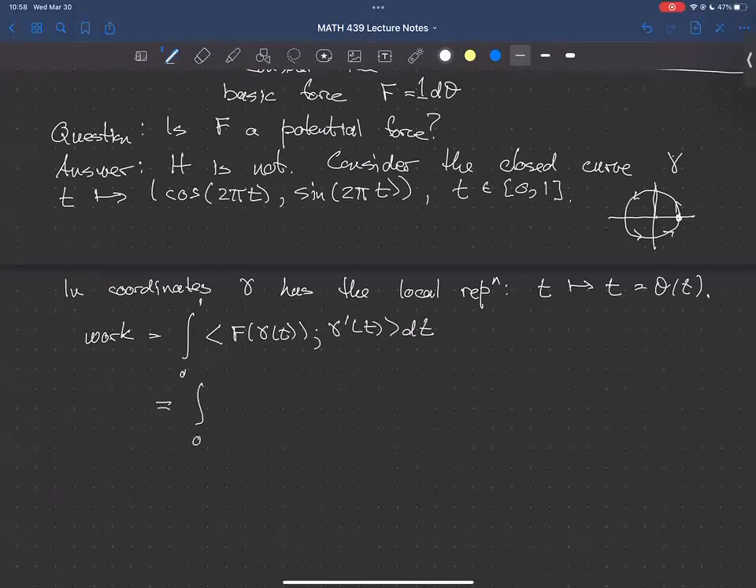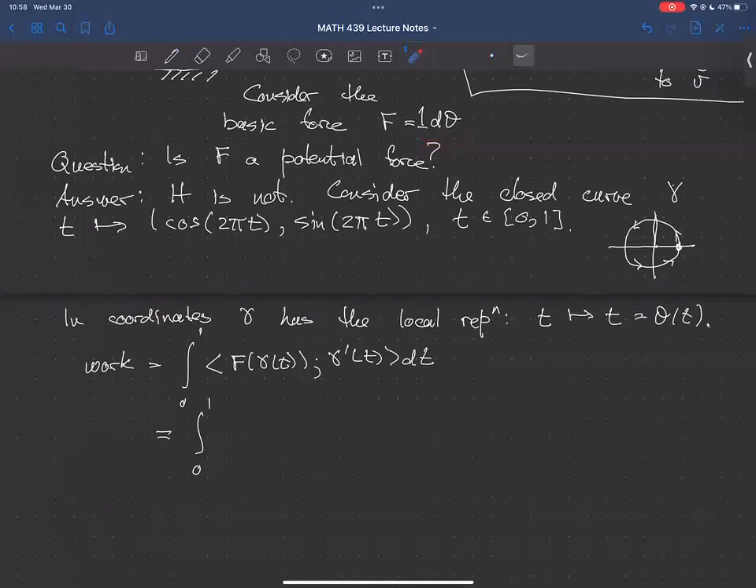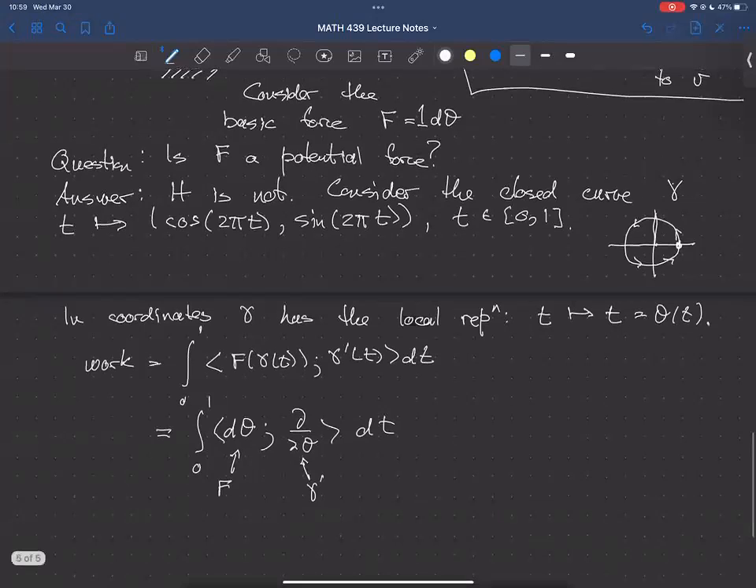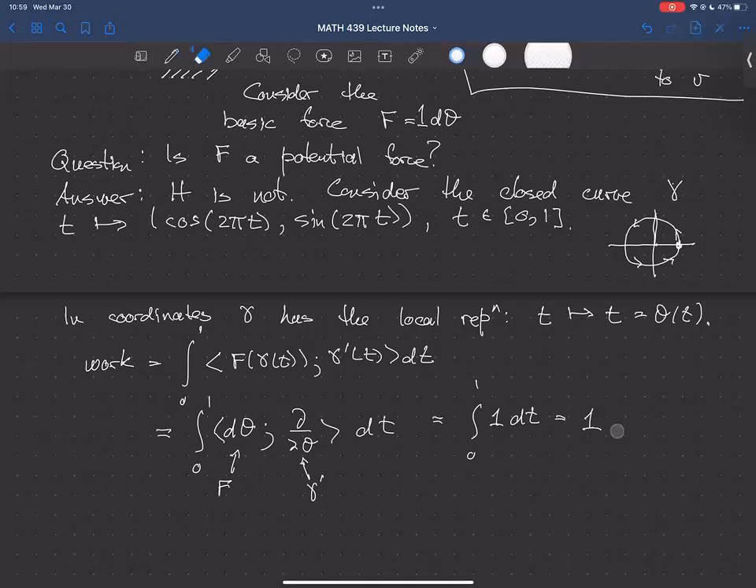So this is the integral from 0 to 1. F is d theta. If the curve gamma is given in the coordinates theta by just t, then gamma prime is equal to just 1 times d by d theta, so it's d by d theta dt. This is F, and this is gamma prime. The definition of the various symbols involved, the d by d theta and the d theta, means that that thing is 1, which is not equal to 0, of course.